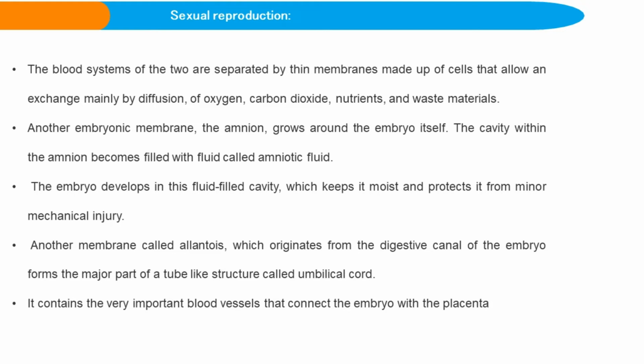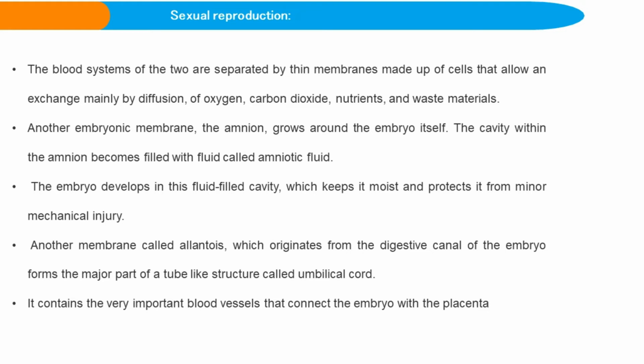Another embryonic membrane, that is the amnion, grows around the embryo, and the cavity within the amnion becomes filled with a fluid called amniotic fluid. So another layer is formed, its name is amnion, and its cavity is filled with amniotic fluid. And what is the function of amniotic fluid? The embryo develops in this fluid, and it keeps the embryo moist and protects it from minor mechanical injuries and jerks.